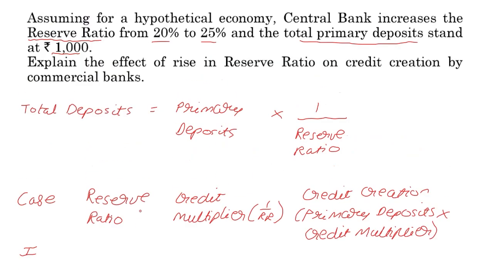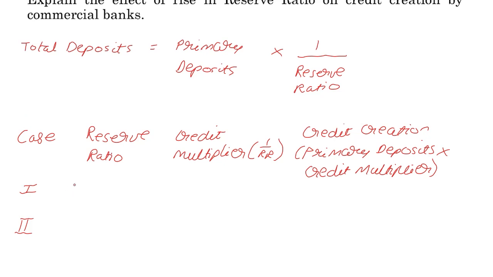Now, the reserve ratio, 20%, 25%. We can reduce it to a decimal, 0.2, 0.25. And then the multiplier is 1 upon RR, 1 upon 0.2. 1 upon 0.2 is going to give you 5. 1 upon 0.25 is going to give you 4. At the end of the day, we are simply using this formula, showing these steps.